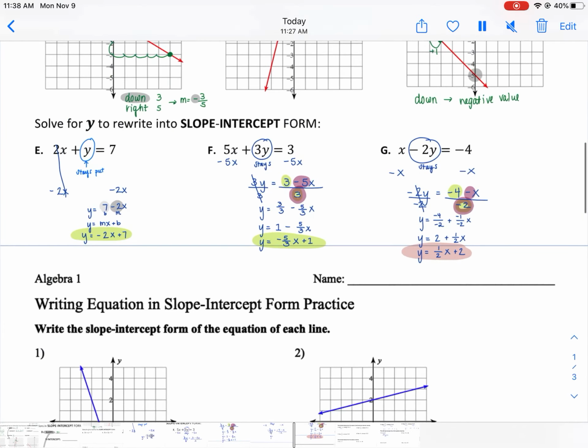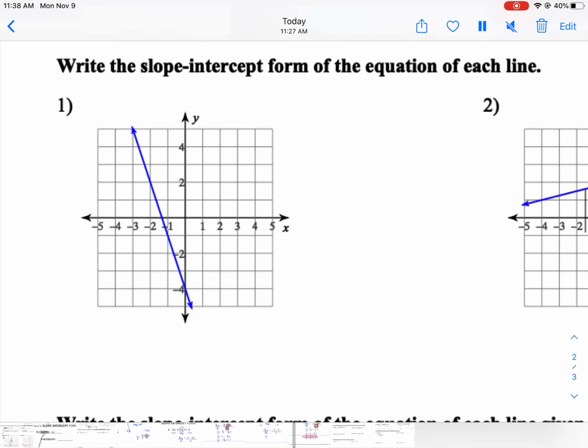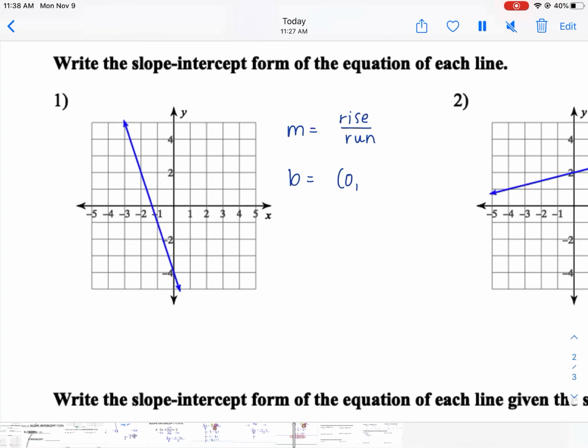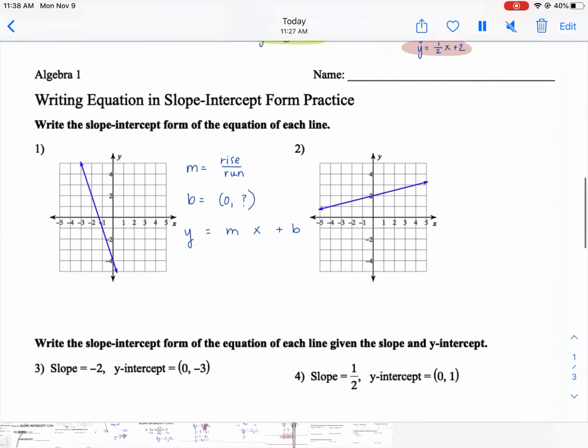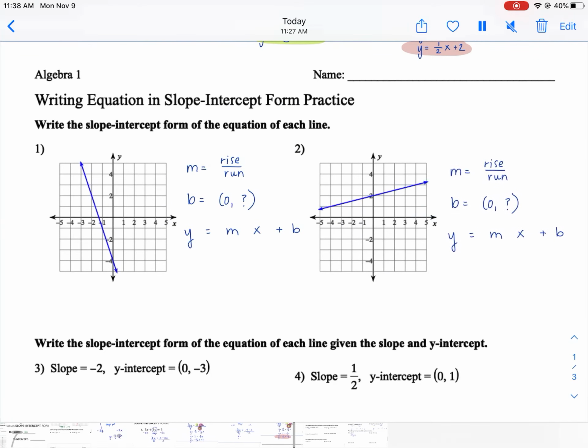Okay. Now, you all are going to do this practice on your own. Okay? I've given us some hints on how to do it. We've got m and b that we can identify from the graph. We find m from rise over run. We find b where the x is 0 and the line is crossing the y-axis. Once we find those, we just plug them into the equation y equals mx plus b. Done. Okay, you're going to do the same thing with this guy.